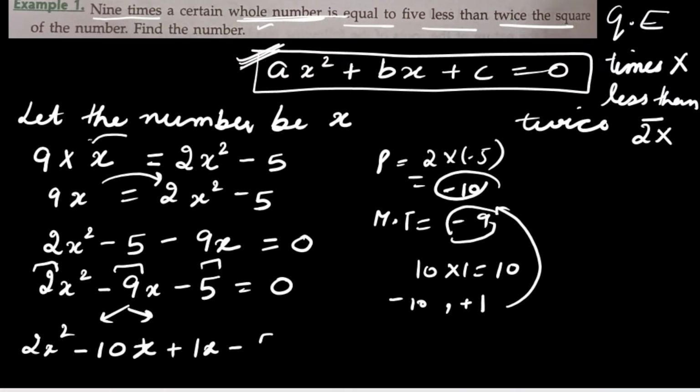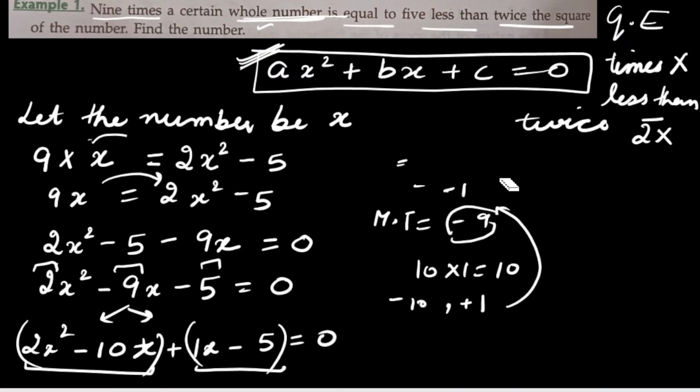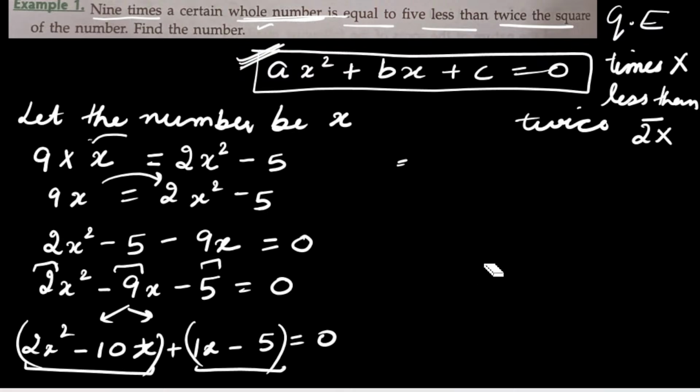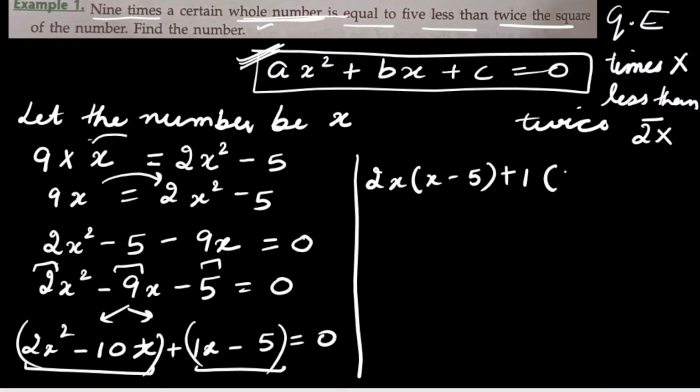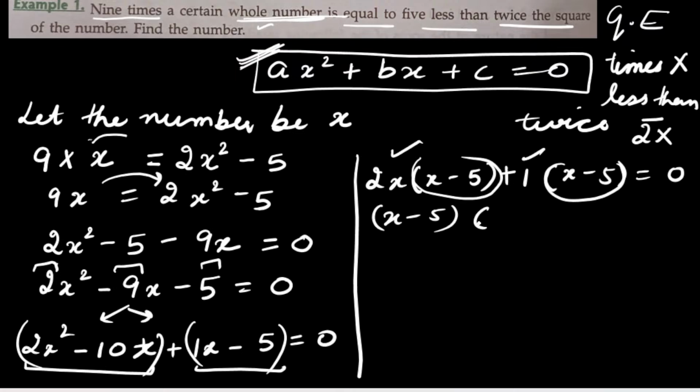Okay, so here I'll solve the equation now. This is one pair, this is one pair. Here we can take out the common factor. From the first, the common factor is 2x. What is left behind? x minus 5. From the second, 1 is the common factor. What is left? x minus 5 equals 0. So x minus 5 is again the common factor. After taking x minus 5 out, what is left? 2x plus 1 equals 0.